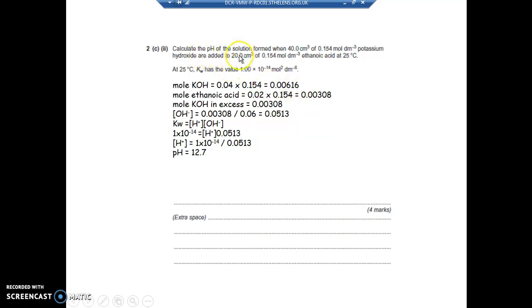0.00616. You're given a volume and a concentration of ethanoic acid, so divide the 20 by 1000 to get 0.02, multiplied by 0.154 is 0.00308. You've got the moles of ethanoic acid.